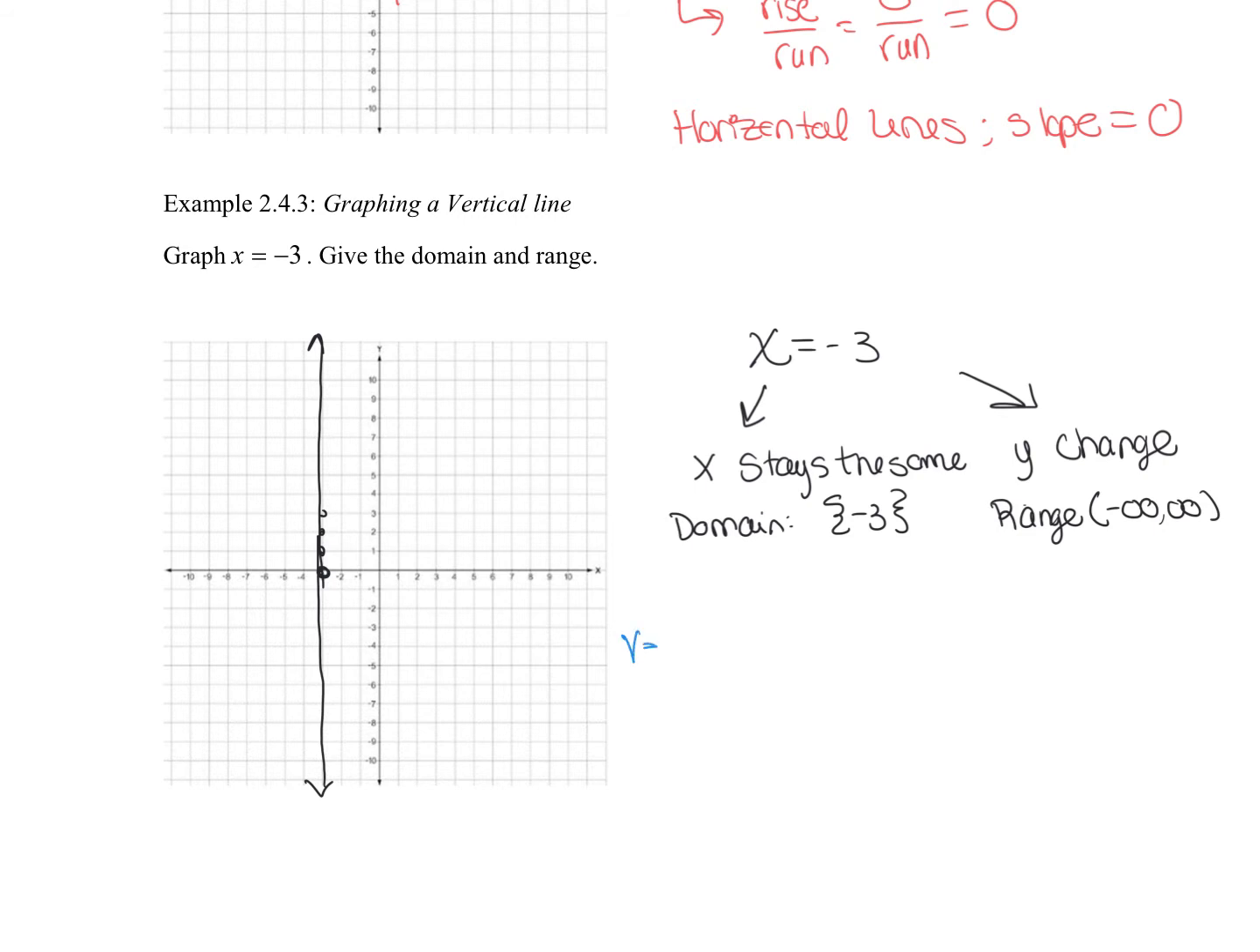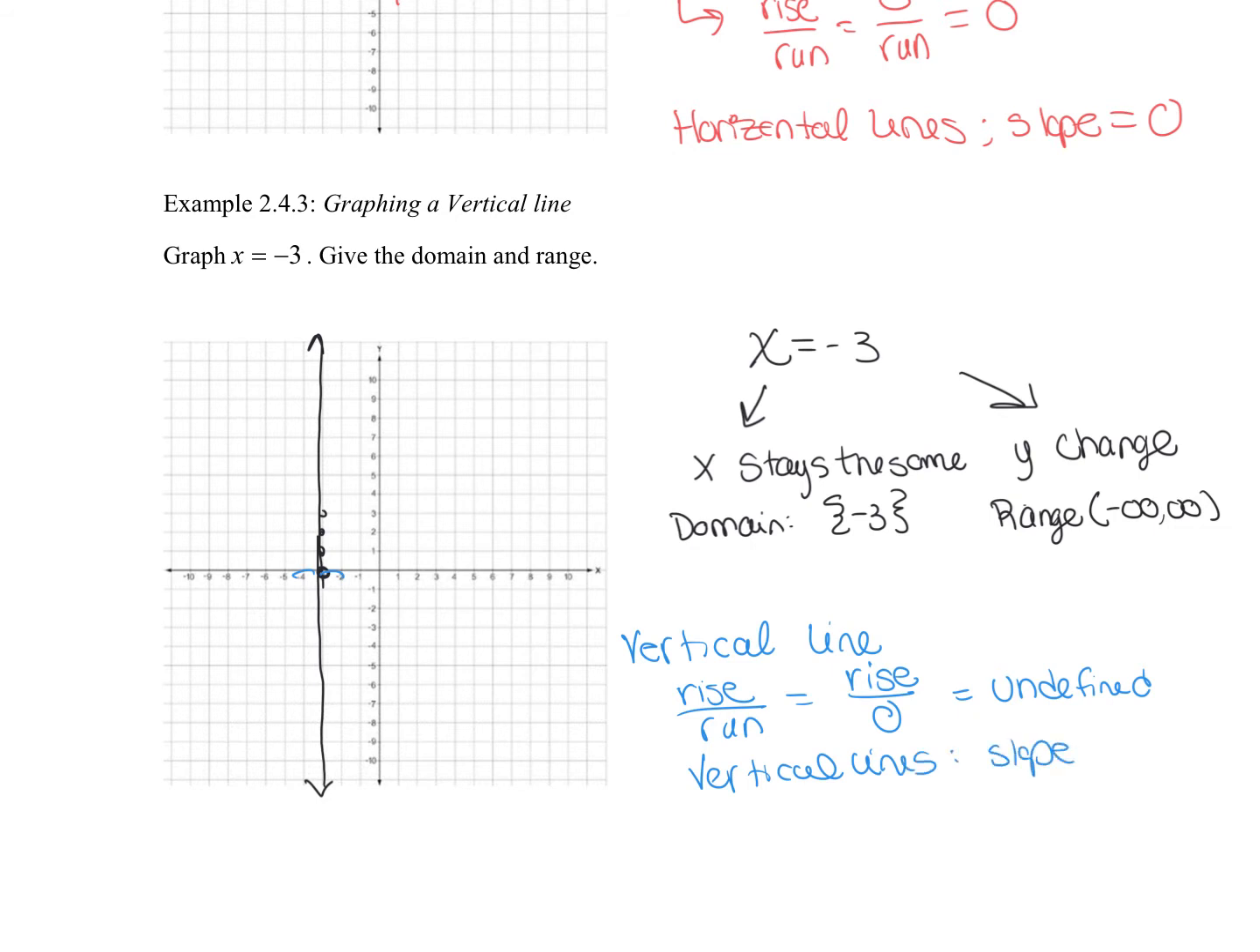So fun fact, this is a vertical line. On my vertical line, I still have a slope, m, a rise over a run. This thing rises lots. It has a rise, but it doesn't move side to side at all, so it has no run. And if I take a rise or anything and divide it by 0, you can't ever divide by 0, so that's undefined. So for vertical lines, the slope is undefined.